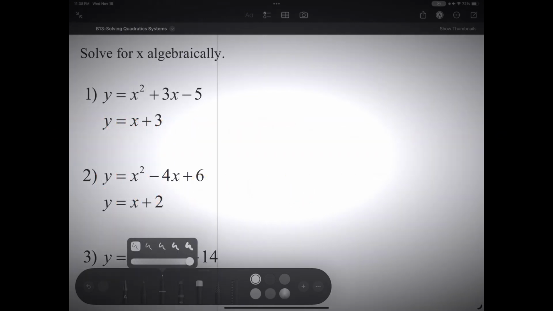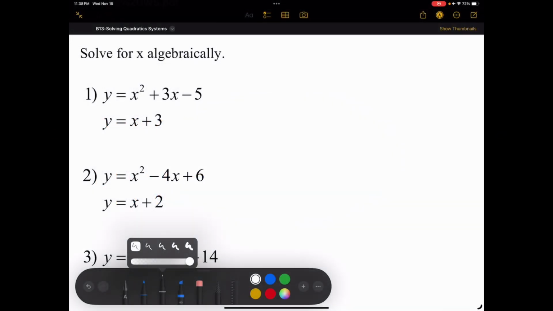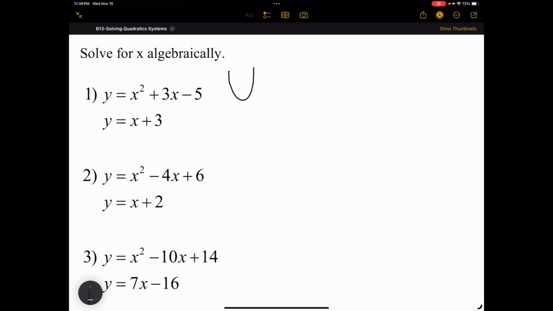All right, welcome back to another session where I work through the homework. We're looking at solving quadratic systems. So we have a system of two equations, and we want to see if they intersect or if they don't intersect. So we have a quadratic, which is basically shaped like a parabola, and a linear equation. So we have a line.